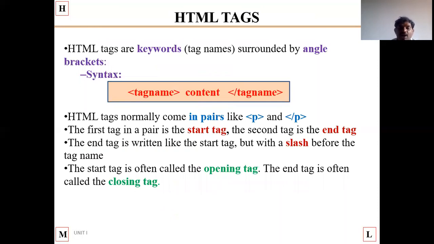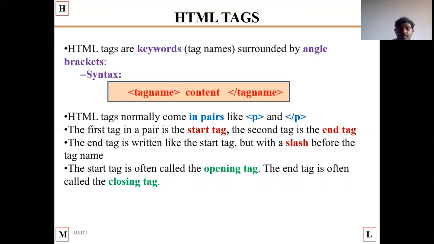Then HTML tags are keywords surrounded by angle brackets. For example, syntax, I can show on the screen itself: less than tag name greater than, content, less than /tag name greater than. The first point is HTML tags normally come in pairs, like paragraph. P means paragraph, and /P means the ending of the paragraph.